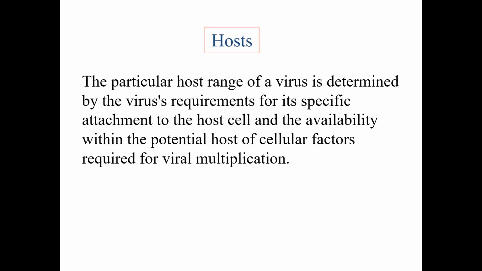The particular host range of a virus is determined by the requirements of the virus. So if it needs specific enzymes that you would find in, let's say, plant species, it would be more than likely a plant virus because it would get those specific enzymes and requirements from that type of host. So that's why they are termed as host specific, right? They have specific attachment sites that are only present in particular types of host cells and the availability within the potential host of cellular factors that are required for viral multiplication. So depending on what they need to create new viral particles, that is how they would target their hosts.